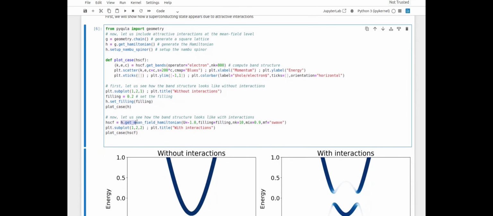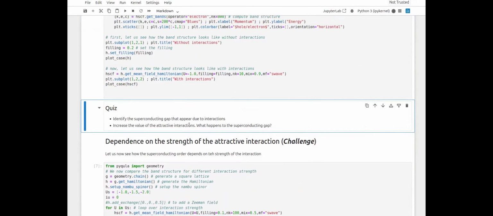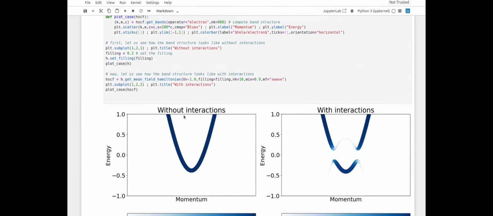So this is the line here that you see, get mean field Hamiltonian. We can do the self-consistent calculation with U equal to minus 1.0 at a certain filling. Then we plot the band structure without interactions and after doing the mean field calculation. So without interactions, the electronic structure that we get is something like this. We have the bands of a one-dimensional chain at a very low filling, and then once we add interactions, the band structure that we get is this one.